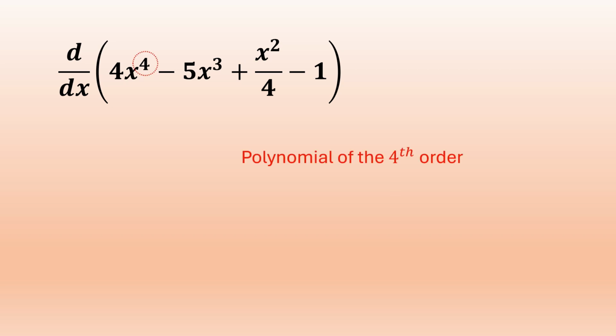How do we start? When working with the derivatives of polynomials, we need to focus on two things, namely exponents and constants. We have here fourth power, cube, and square. In front of each term, there is a constant, namely 4, minus 5, and 4 in the denominator, which is 1/4. We also have minus 1 here, which is not connected to any x.